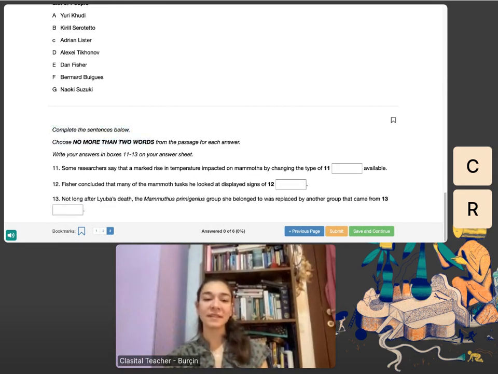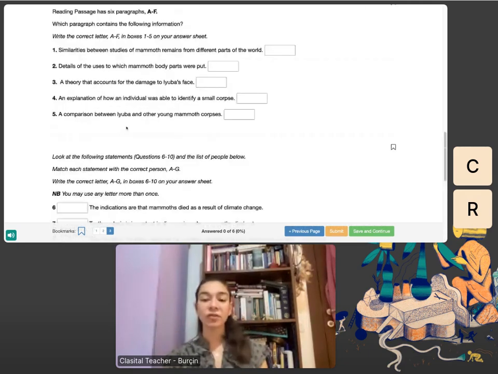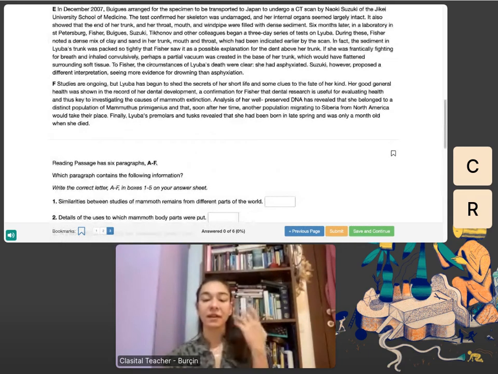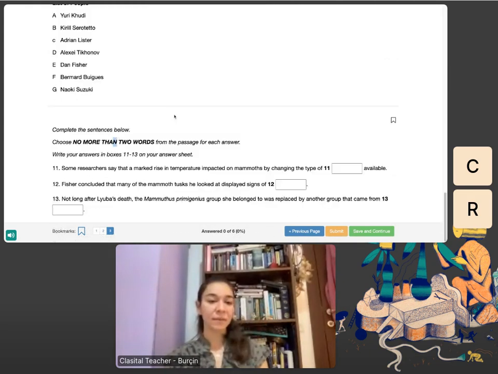And it says complete the sentences below. I am doing it to show you a strategy. It says choose no more than 2 words from the passage for each answer. Some researchers say that a marked rise in temperature impacted on the mammoths by changing the type of something available, and it says Fisher concluded that many of the mammoths' tusks he looked at displayed signs of something.